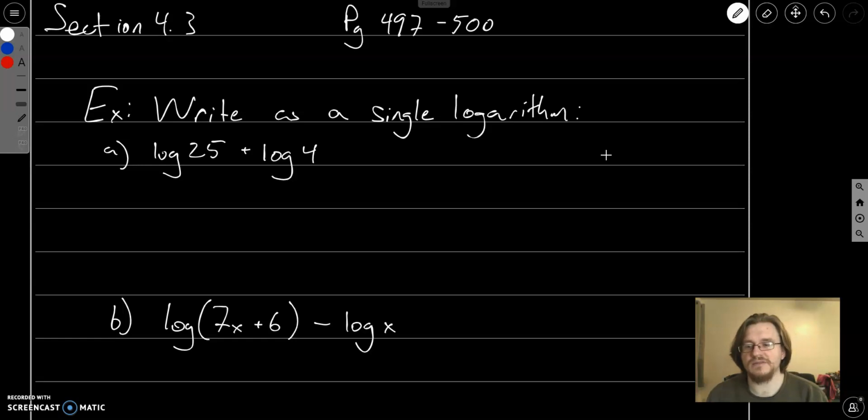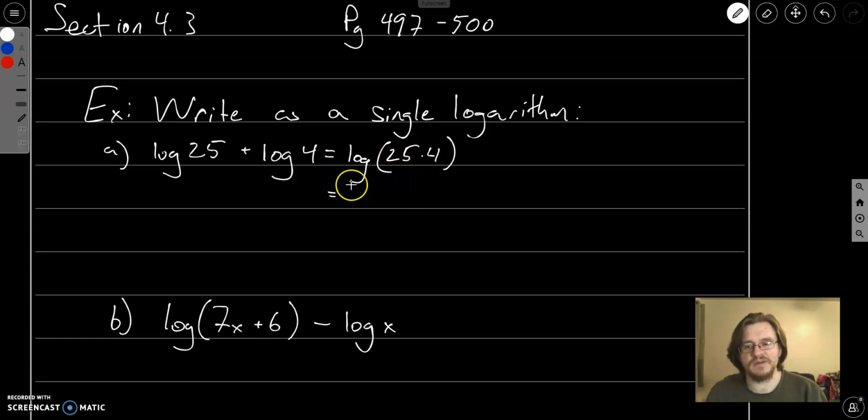So here we have log of 25 plus log of 4. And what we know is that as long as we have the same base, we can combine these logarithms because addition outside of a logarithm is the same thing as multiplication inside. So again, if you were to look at this in reverse, I can split apart multiplication into addition. So I'm just doing this in reverse. I'm taking addition and I'm combining it into multiplication.